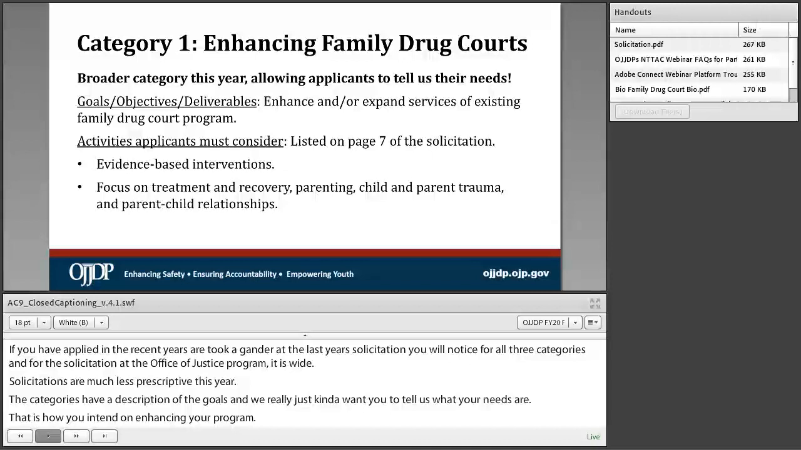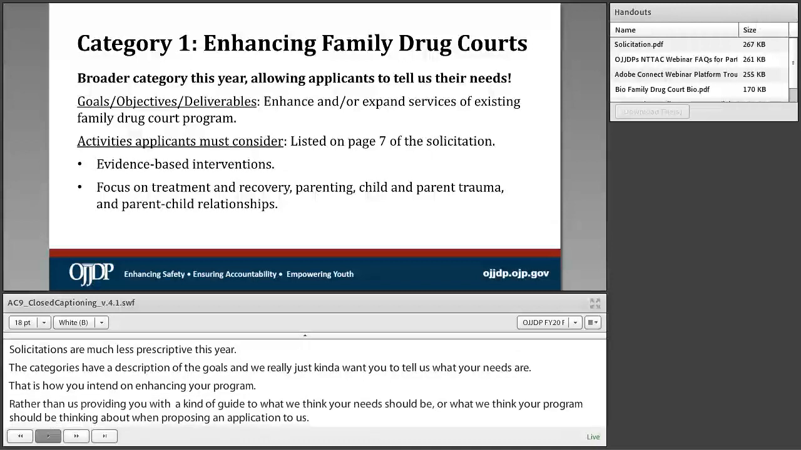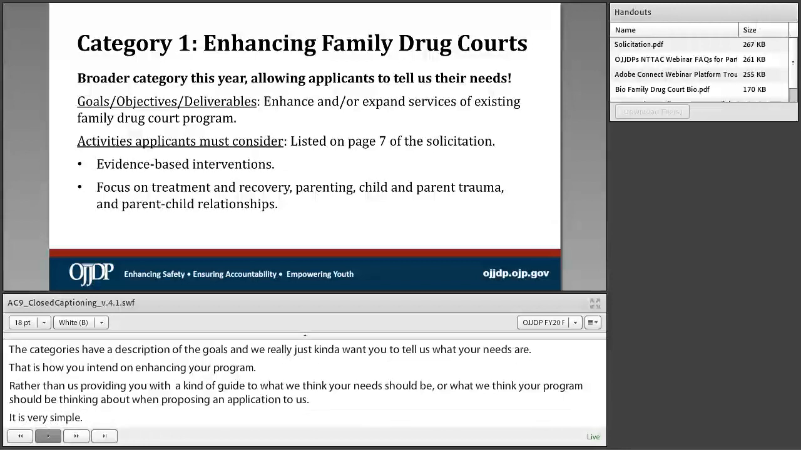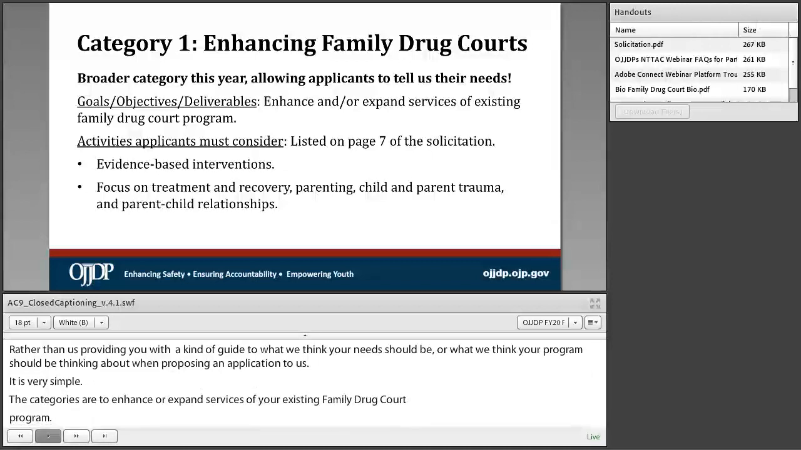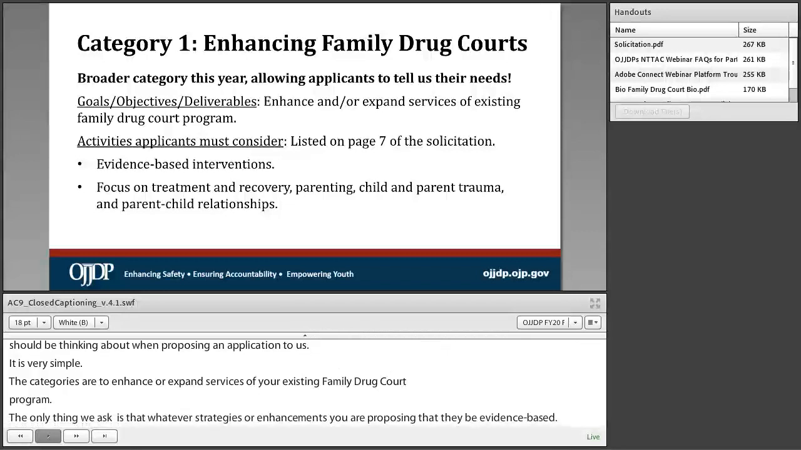So it's very simple: the goals in this category are to enhance or expand services of your existing family drug court program. The only thing that we ask is that whatever strategies or enhancements you are proposing be evidence-based, and that there is a focus on treatment and recovery, as well as parenting, child and parent trauma, and parent-child relationships.